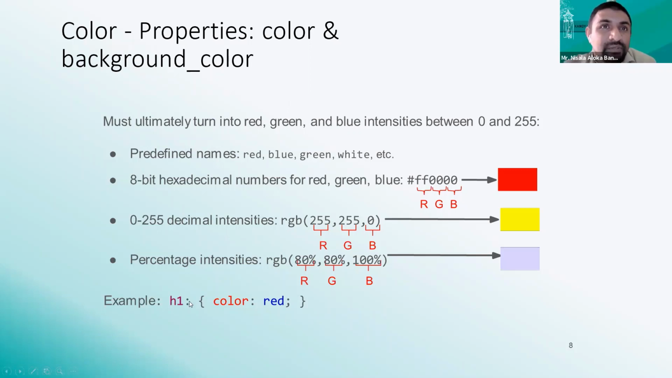So the example tells you how to use the color property. It would be simple. You use color and a colon, followed by either the color name or the color representation. If it is a hexadecimal value, you have to start with the hash. If it is an RGB value, then you have to start with RGB. And whether it's decimal or percentage depends on the format you're going to use. If the value has the percentage symbol, it will automatically be interpreted as a percentage value. Percentages have to be between 0 and 100.